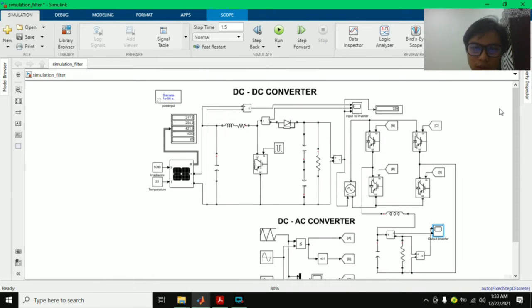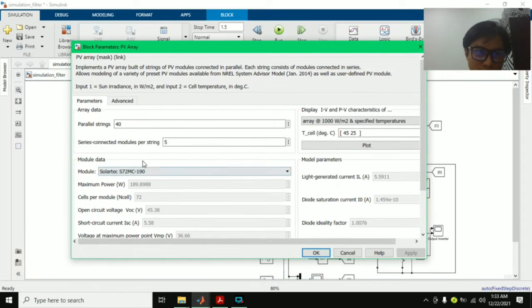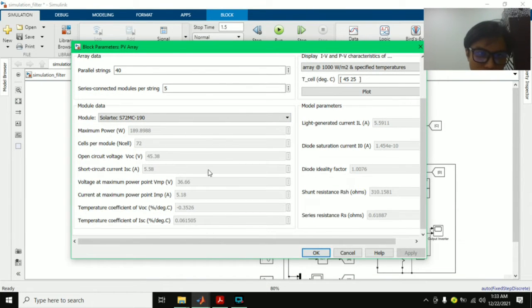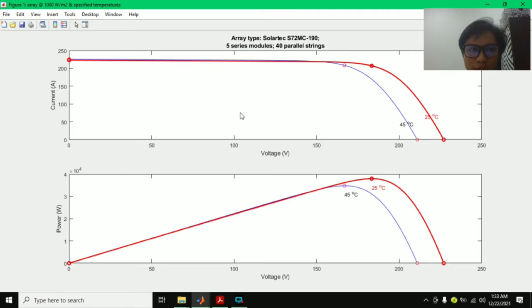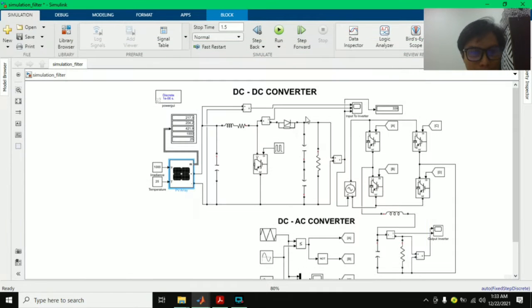So this is our circuit for the solar inverter. Before the solar inverter, the input is the solar panel, and then the DC converter. The input for the solar panel is 1000 irradiance and 25 degrees Celsius for temperature, and this type of solar panel is SolarTech S72MC190, and the maximum voltage is 36.66. This is a plot for the input current and power of the solar panel. And then we want to see the output.